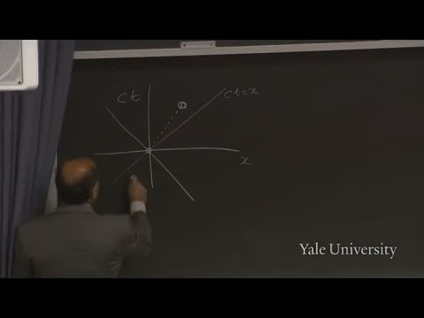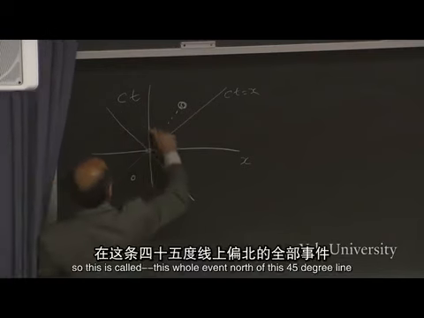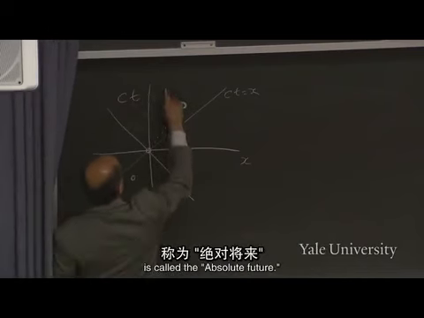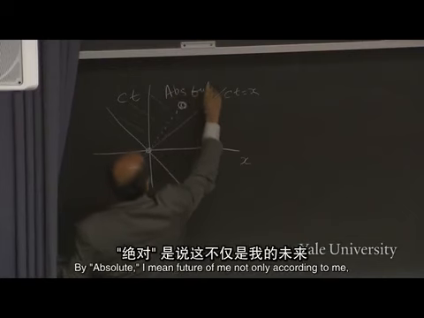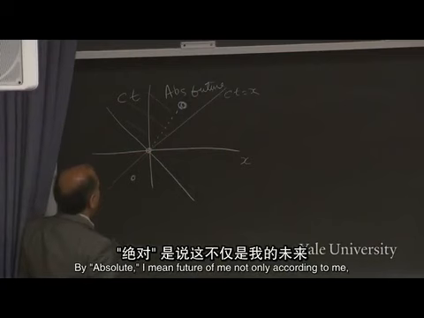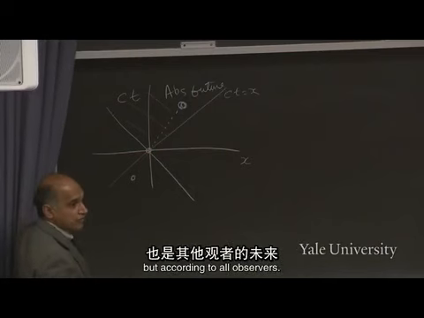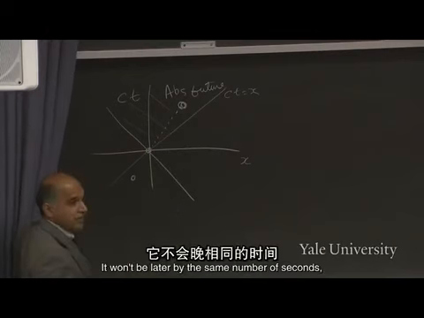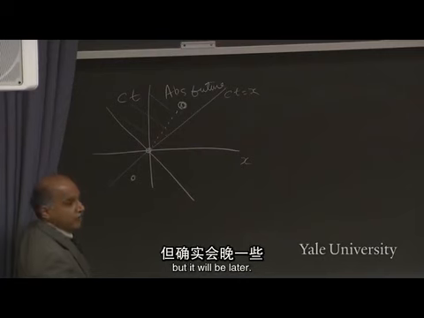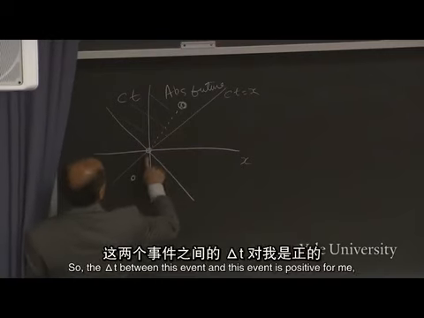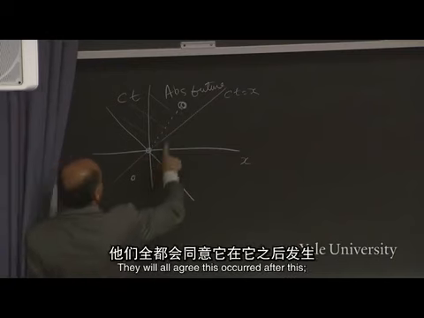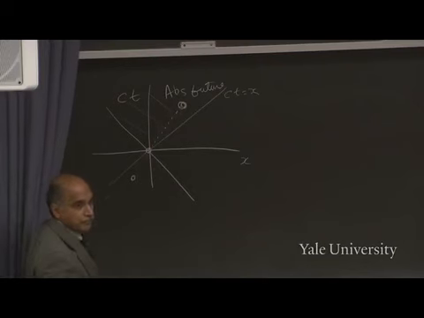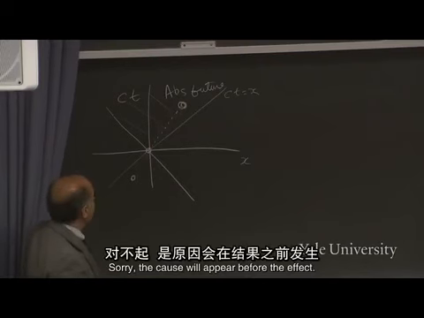If you take an event here, this whole region north of this 45-degree line is called the absolute future. By absolute, I mean future of me, not only according to me, but according to all observers. For every observer, this will occur later than this. It won't be later by the same number of seconds, but it will be later. So the delta t between this event and this event is positive for me, it will be positive for all people. They will all agree this occurred after this, therefore the cause appeared before the effect.